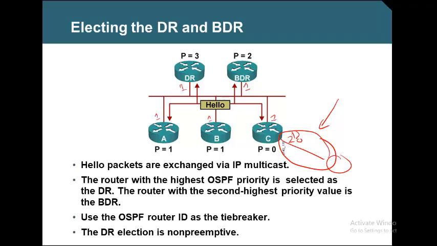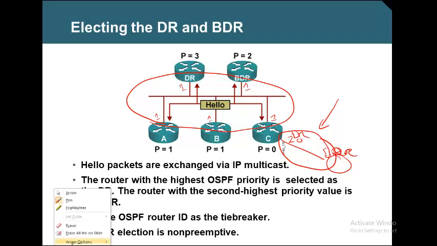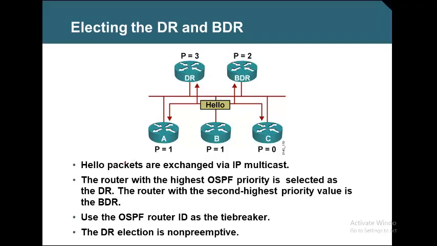Between this, there is going to be another election. This is another LAN. So for each LAN segment, there is going to be a separate DR and BDR, and priority is an interface level parameter. It's interface level, not the entire router. Each interface can be configured with a different priority.